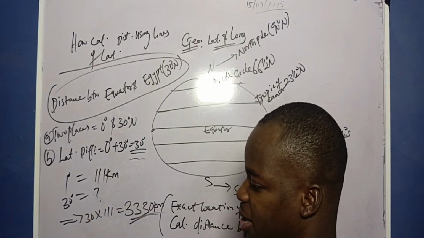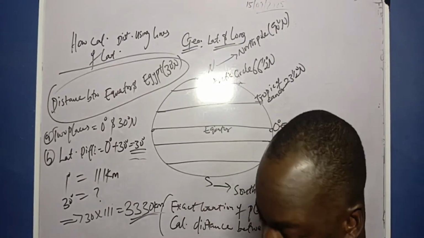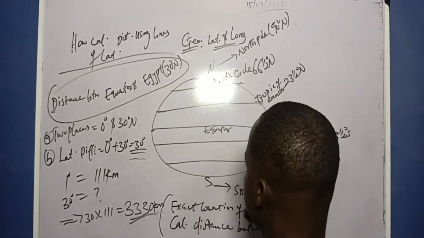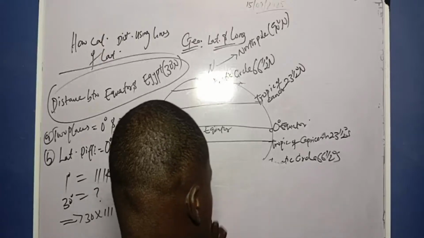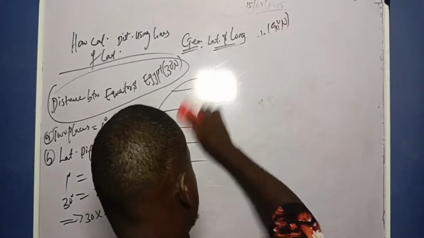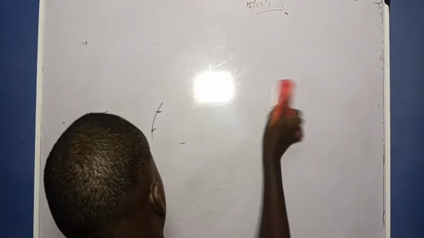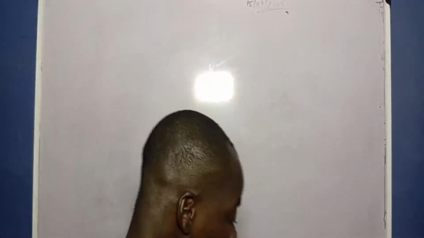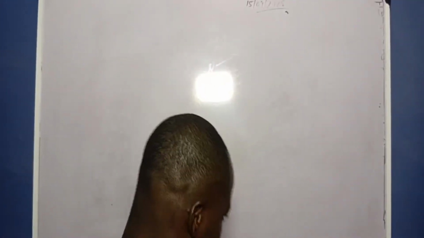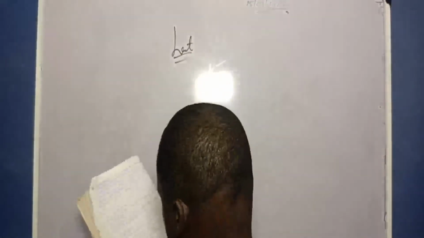So this is how you can get your latitude. What if you have another one like this? We are still on latitude actually.